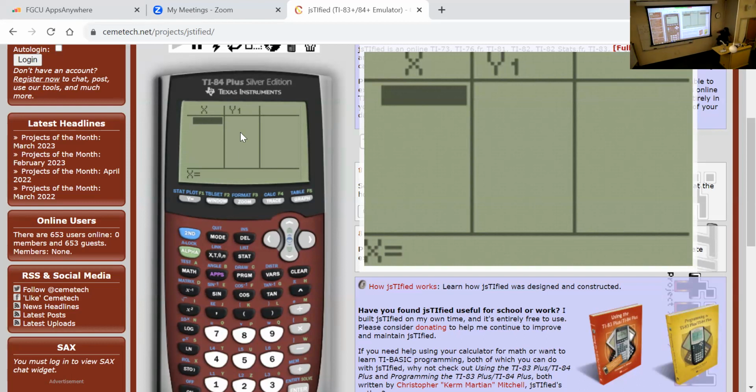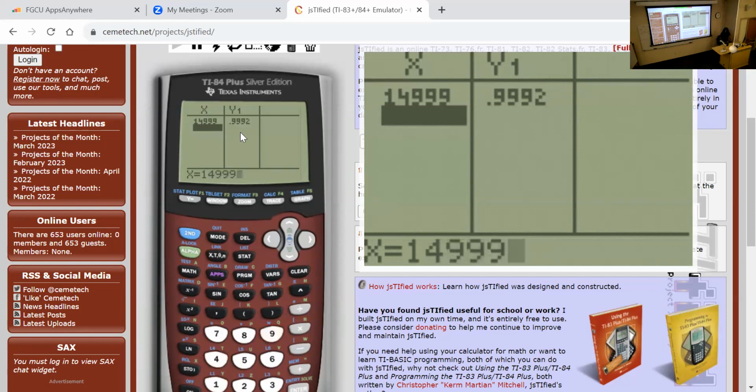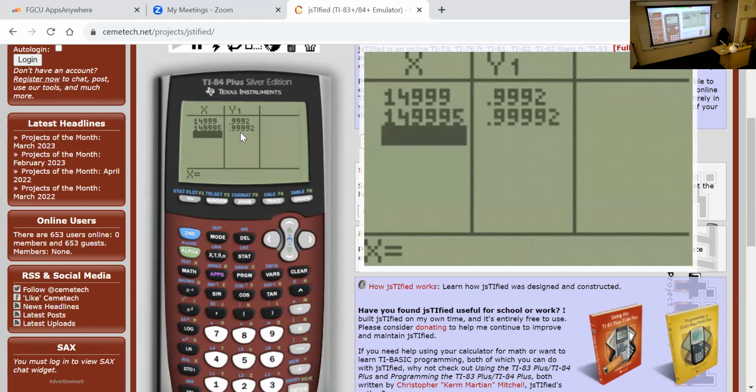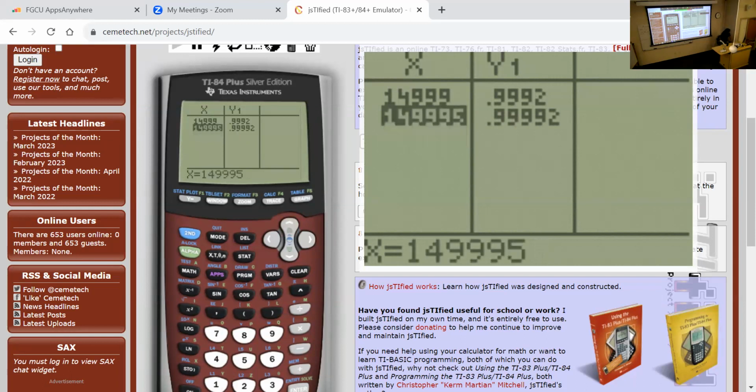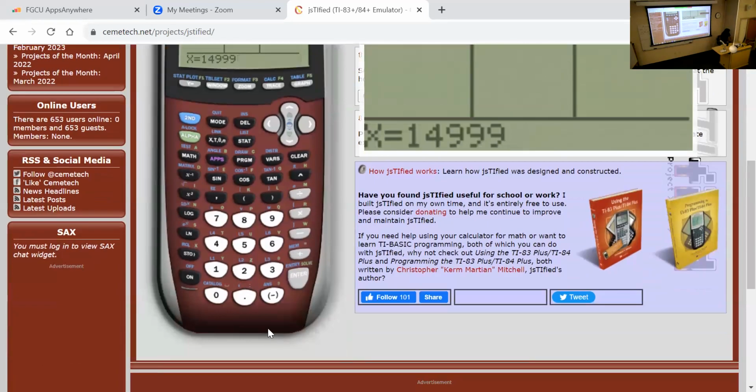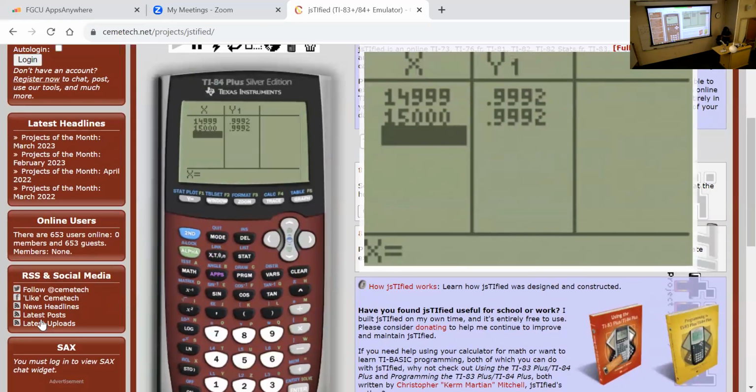Now, start entering the values. Going to put 14,999. Enter. I'm guessing 0.9992. 14,999.5. Enter. 0.99992. 0.5. My bad. I knew why things were going wrong, I was doing something wrong. 2.5. Enter. 0.9992.